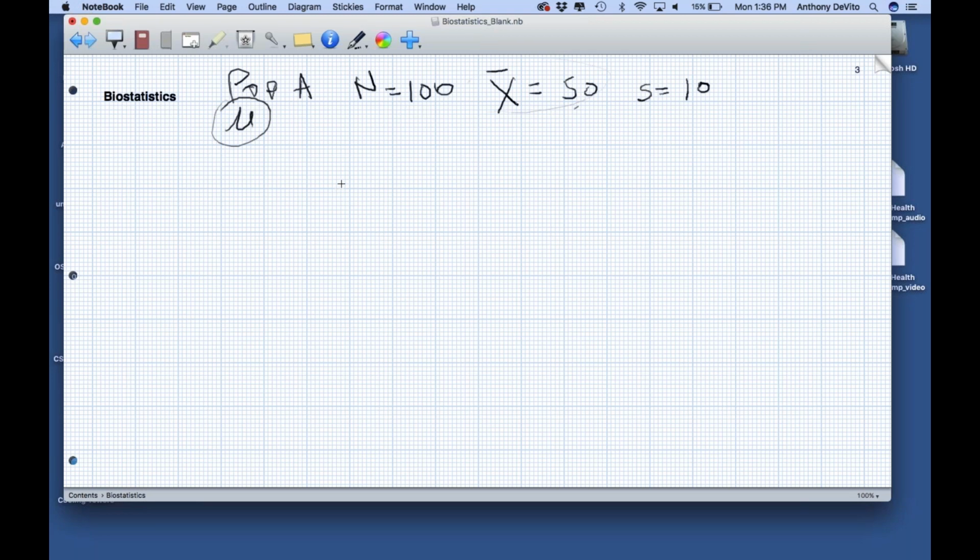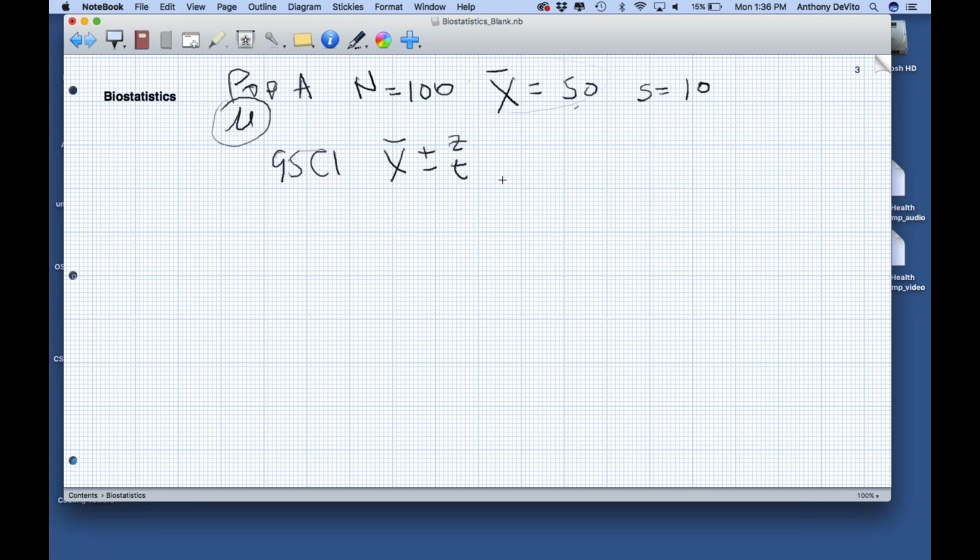Well, we can construct a confidence interval, right? So for a 95% confidence interval, I can say that my confidence interval is equal to x bar plus or minus my margin of error. What's my margin of error equal to? It's equal to my z-score or my t-score, right?